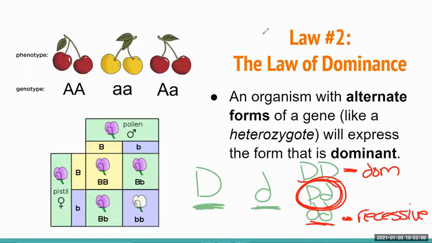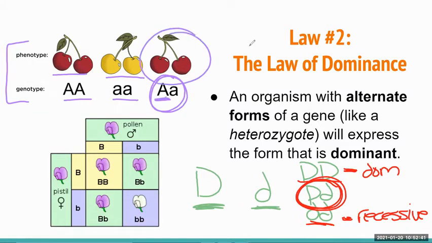So here are a couple examples. Up here we have some cherries. The phenotypes, they can either be red or yellow. And the genotype, so here we have a homozygous dominant is red, homozygous recessive is yellow. We can kind of see that the dominant is red and the recessive is yellow. So in the case of a heterozygous where you have both forms, the law of dominance says that we will see the dominant trait, which is why we see red cherries.